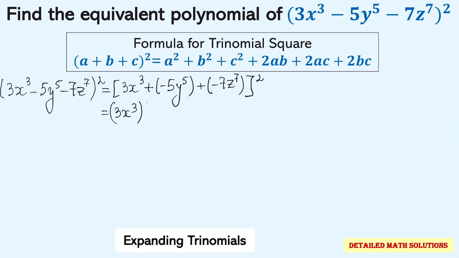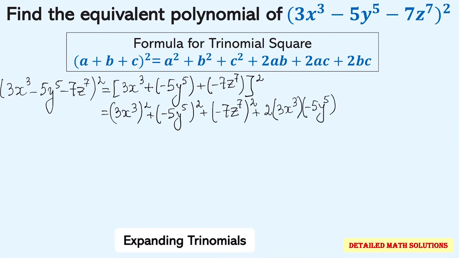(3x³)² + (−5y⁵)² + (−7z⁷)² + 2 times [3x³ multiplied by (−5y⁵) + 3x³ multiplied by (−7z⁷) + (−5y⁵) multiplied by (−7z⁷)].